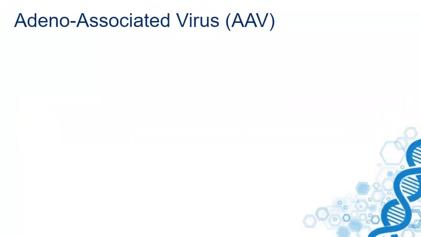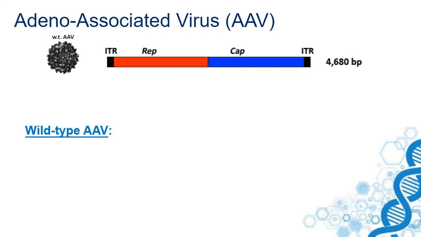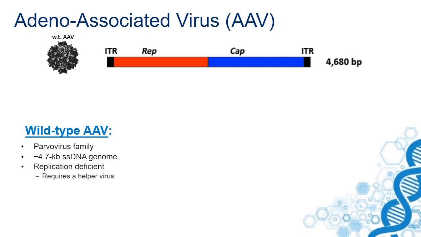So specifically about the AAV virus, shown at the top is the wild-type virus. It has a rep and cap gene, which are removed for the vector. The wild-type AAV is a member of the parvovirus family. It has about a 4.7 kb single-stranded DNA genome. It is replication deficient, so it requires a helper virus, and that's actually where it got its name, because it was found as a contaminant of an adenovirus culture, but it has nothing to do with adenovirus other than having been discovered in that way.